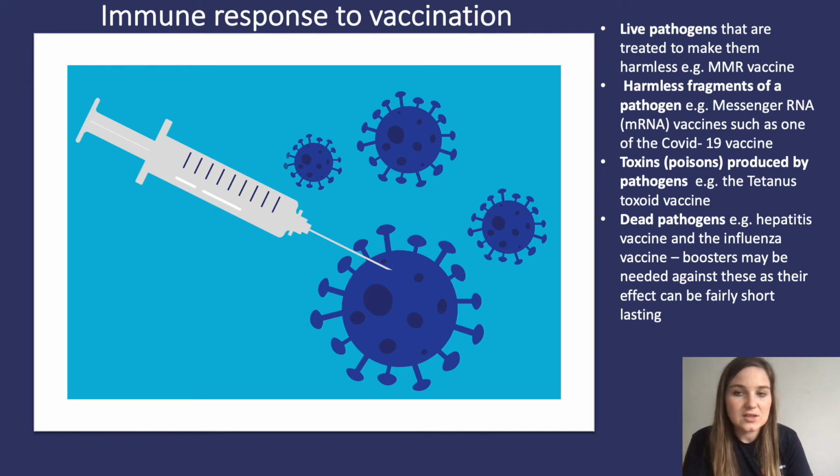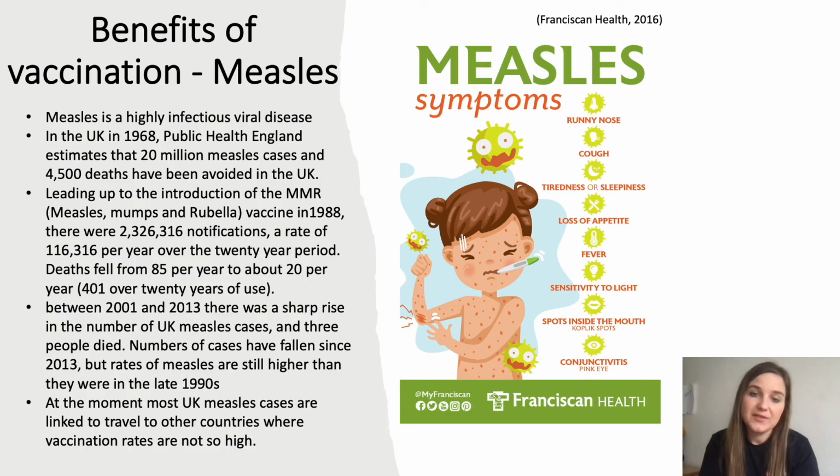All of the vaccines are harmless, so a person would not develop the disease after being vaccinated, and all cause an immune response, so antibodies are produced against the pathogen along with memory cells. So after having a vaccine, if the pathogen invades the body, antibodies against it can be produced very quickly. So let's take a look at the benefits of a vaccination.